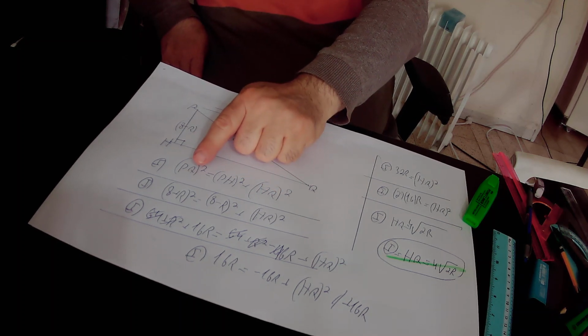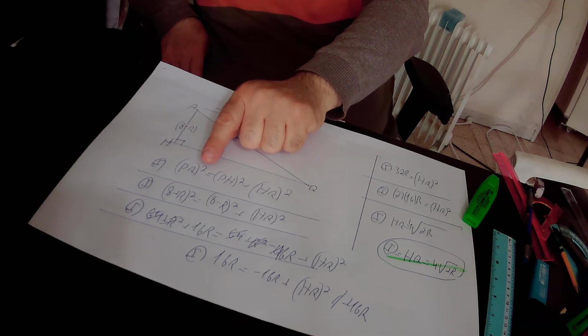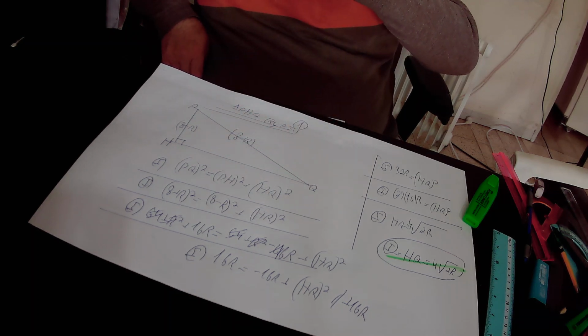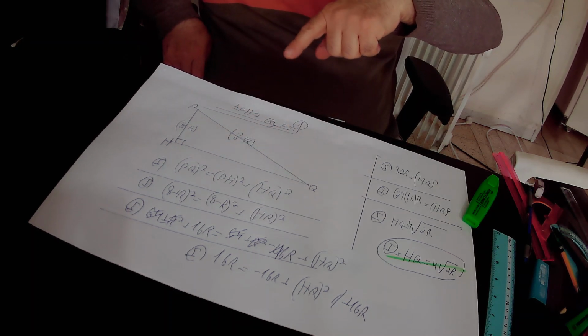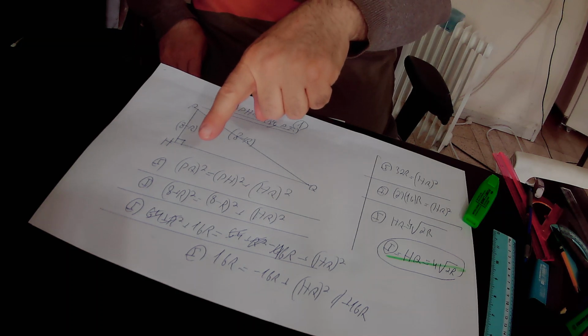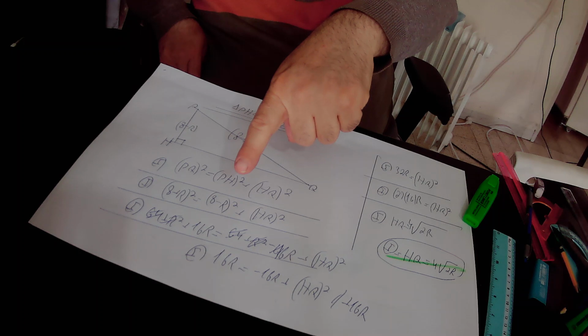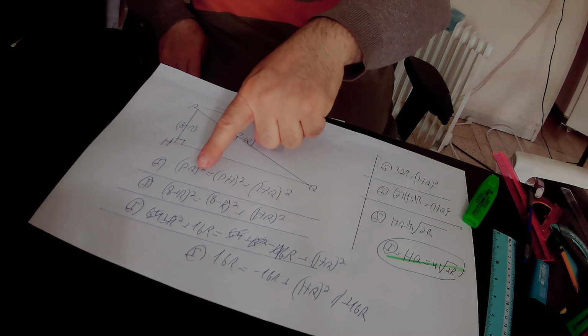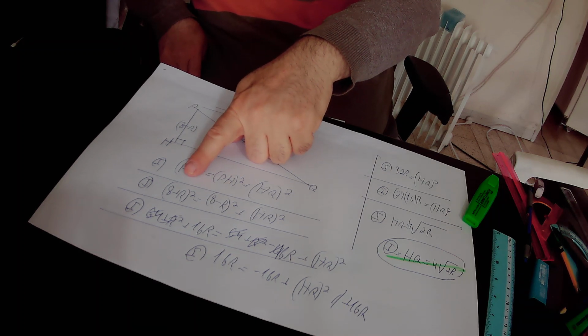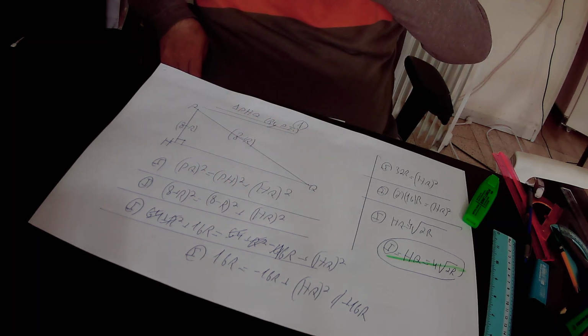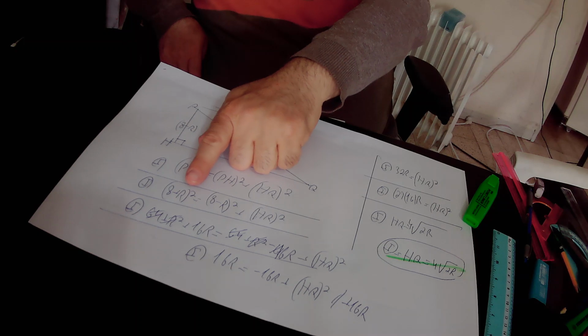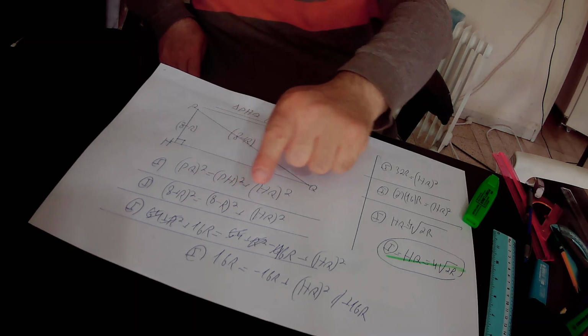Here we open the brackets on both sides of equation 1, and we get that (8 plus R) square equals 8 square, that is 64, plus R square, plus 2 times 8, that is 16, times R, in total it is 16R. So on this side of equation 1, we have 64 plus R square plus 16R.